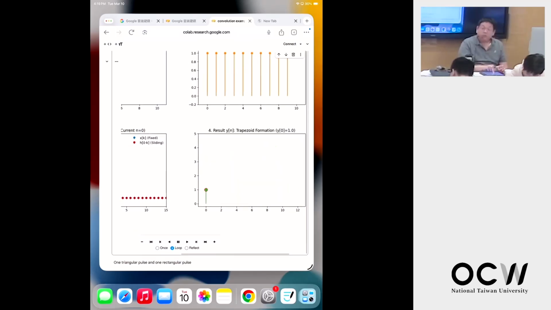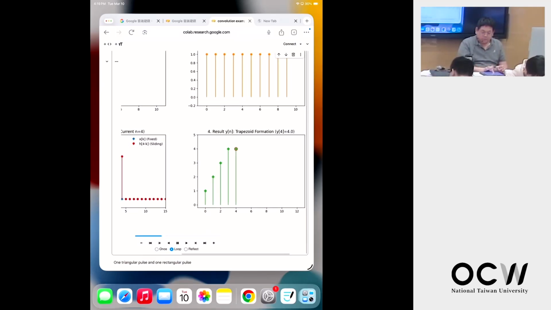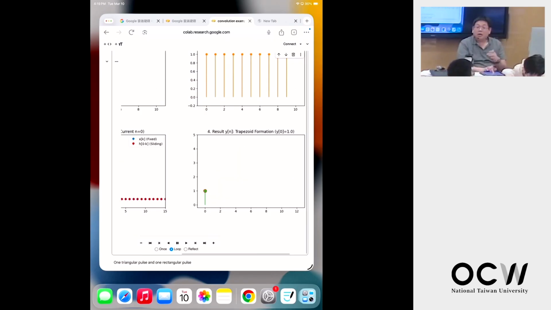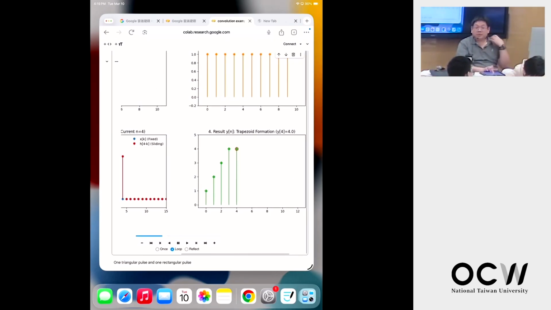Then you'll see that the result will be the trapezoid. Okay, why do I have this flat one? Because one is smaller than the other one, so we have a lot of times having the total overlap, right?